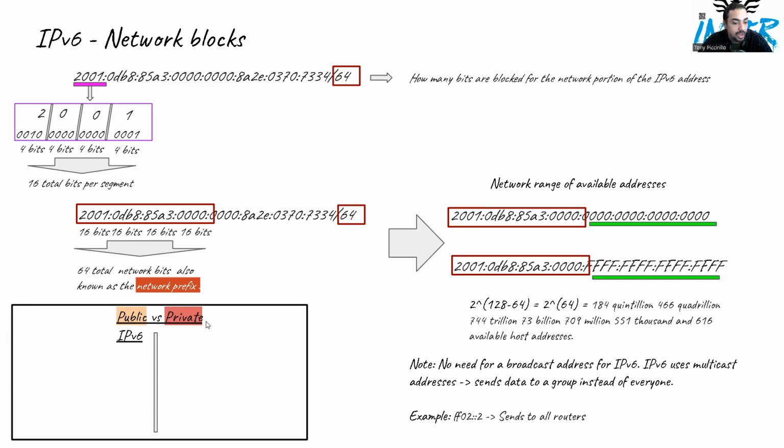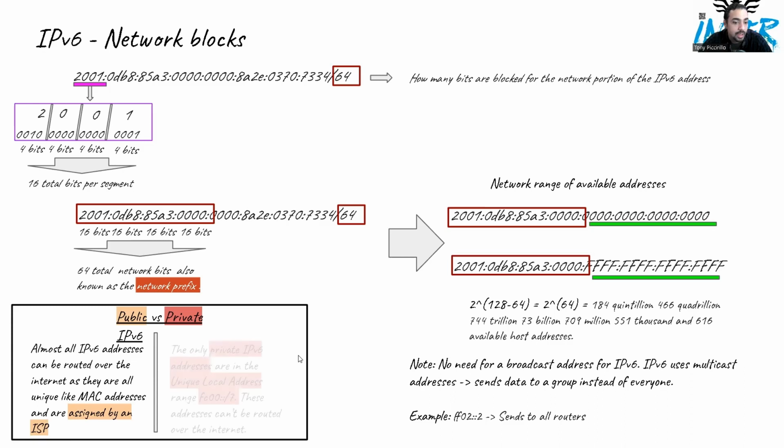So what about public versus private IPs? Almost all IP version 6 addresses route over the internet as they're all unique, like MAC addresses. So internet service providers usually assign these IP version 6 addresses. As for private IPs, the only private ones are IPv6 addresses that are in the FC00::/7 range. So those are the only IP version 6 addresses that can't be routed over the internet. All the other ones can. Just the ones in this network cannot.